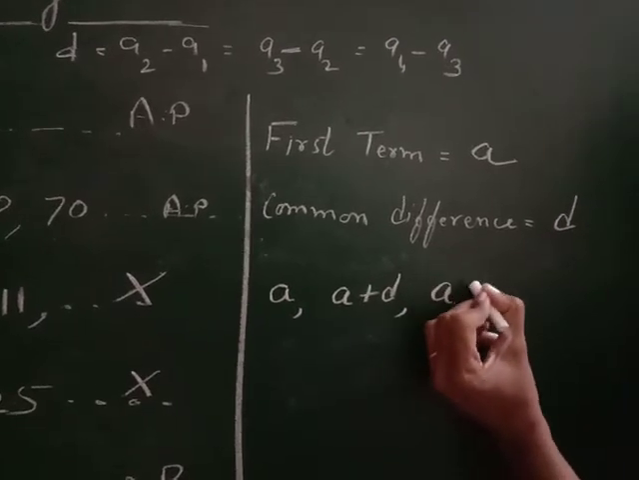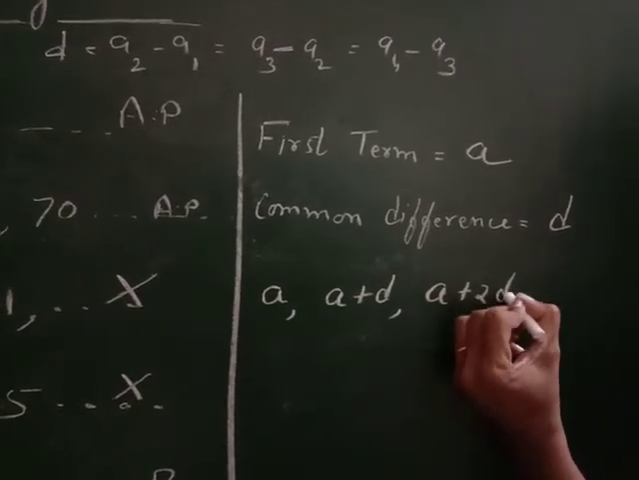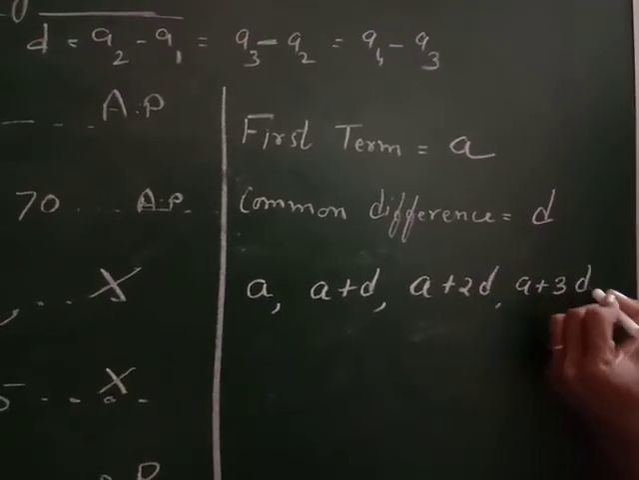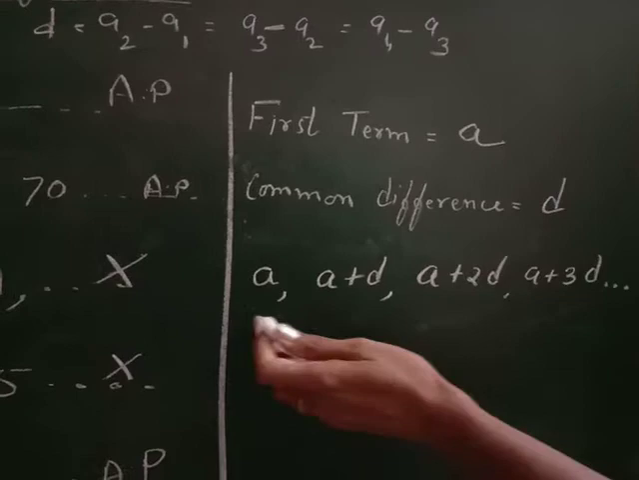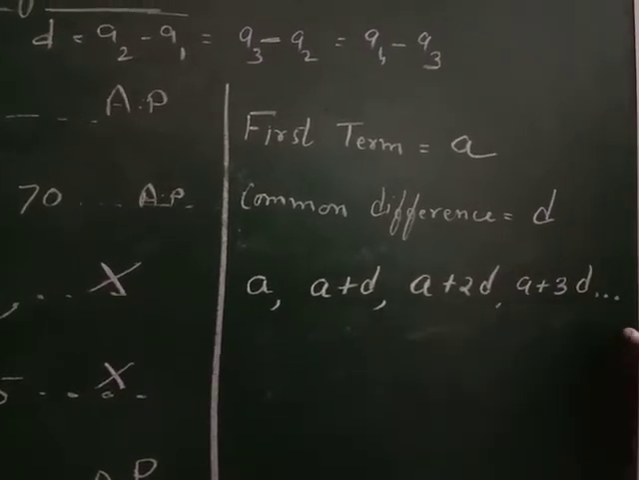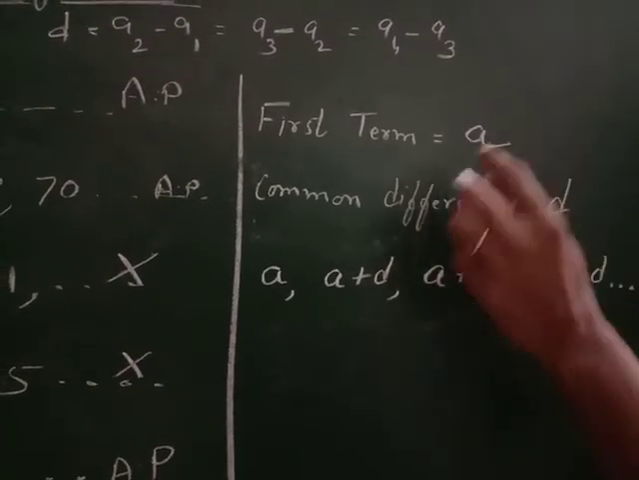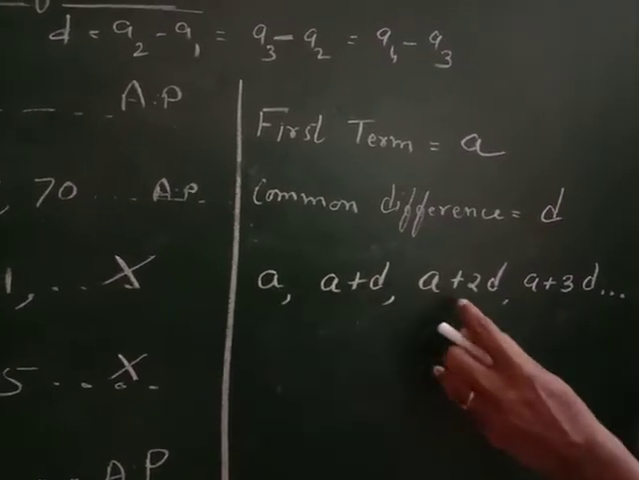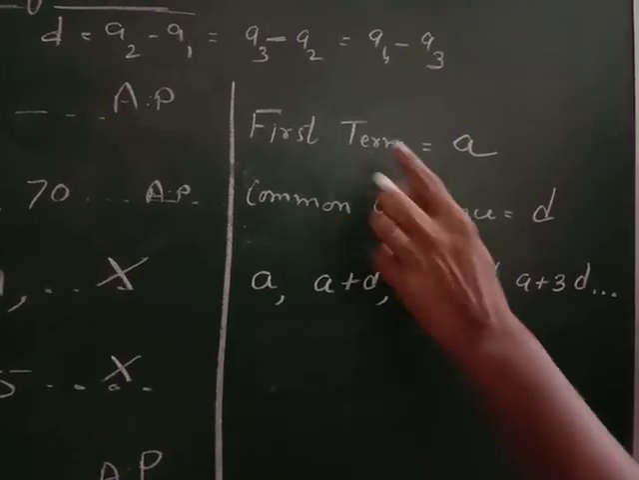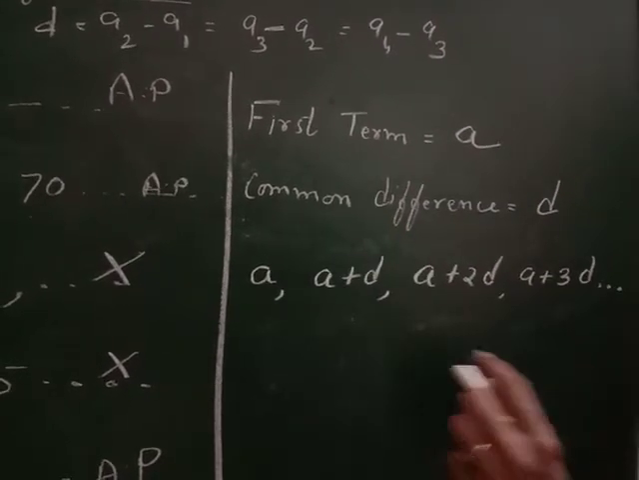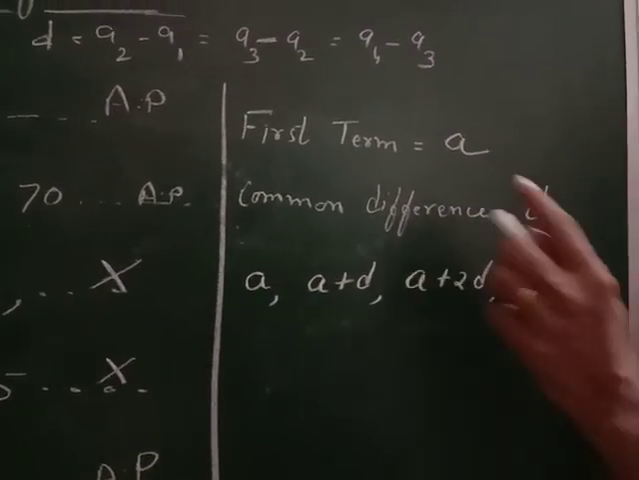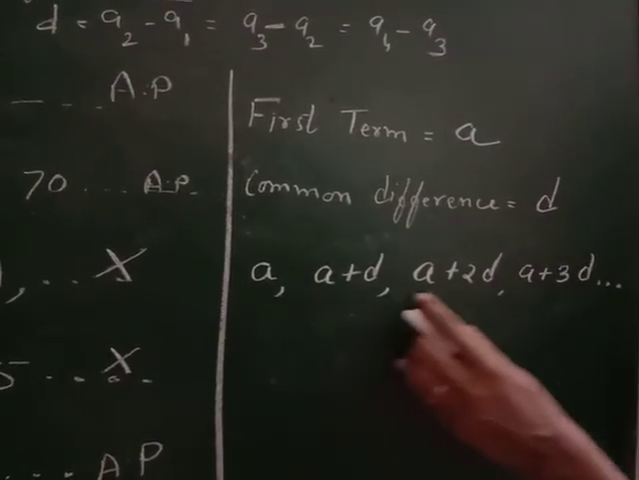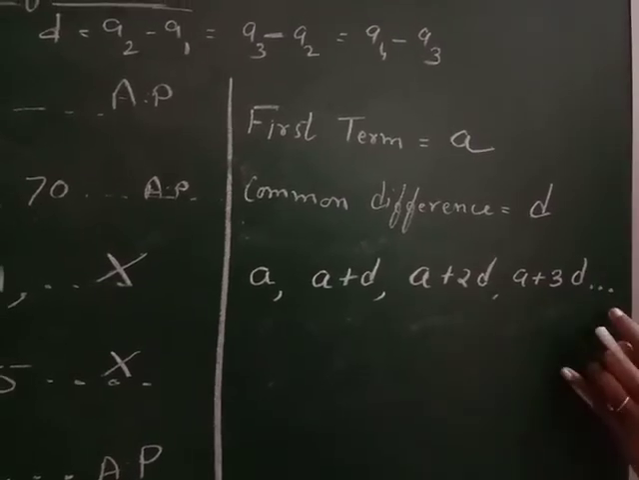Third term will be a plus 2d. Fourth term will be a plus 3d and so on. So I will get the entire arithmetic progression. So if I know the first term and the common difference, I can find the arithmetic progression. Suppose the first term is given and the common difference is given. Find the first 4 terms or first 10 terms of the arithmetic progression. We can use this general form and find this.